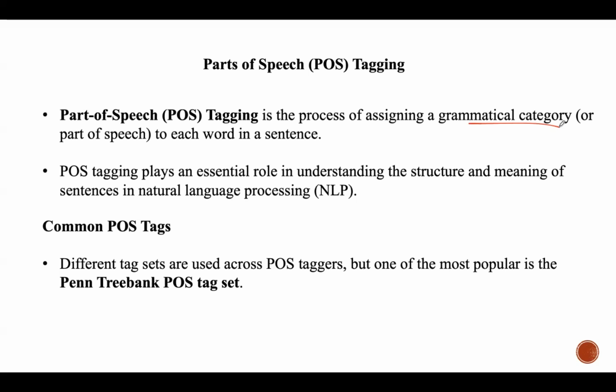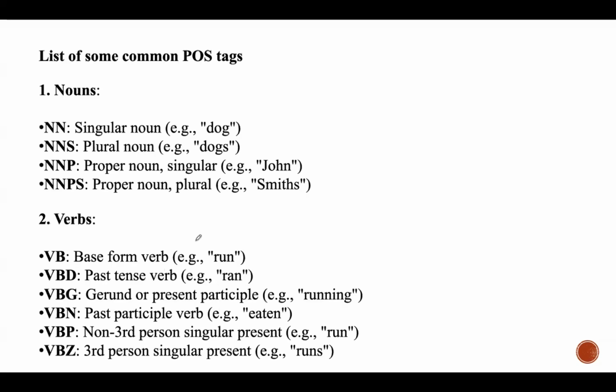And POS tagging helps in identifying the syntactic structure of a sentence. It enables understanding how words relate to one another within a sentence. We have common POS tags. So this POS tagging system typically includes a set of tags that classify words based on their syntactic role. The Penn Treebank tag set is one of the most widely used POS tag sets, and here you can see some tags which come under this Penn POS tag set.